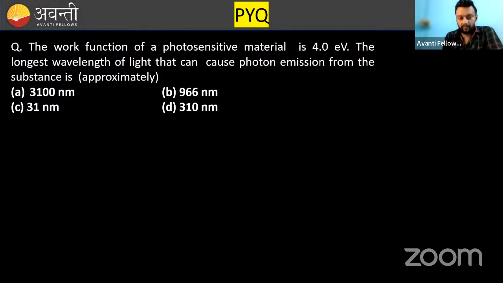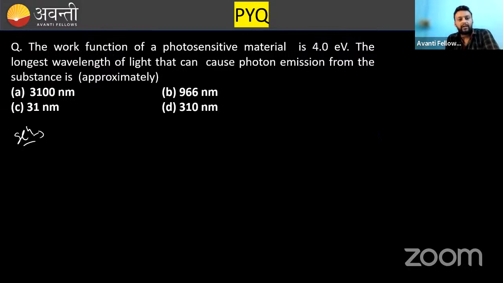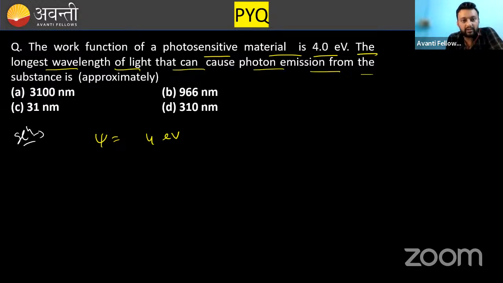Let's try to do it. How much have you learned? First question. It says the work function of a photosensitive material is 4 electron volt. Work function is denoted by psi, given as 4 electron volt. Very good. The longest wavelength of light that can cause photoelectric emission.